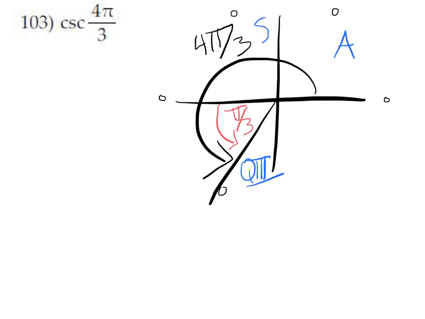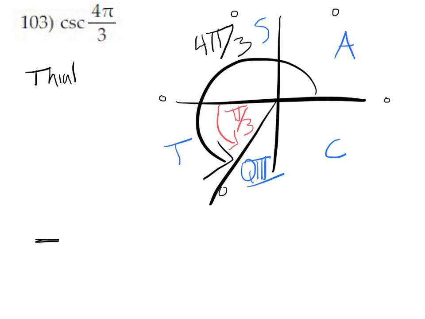Knowing all students take calculus, we know that tangent and its reciprocal cotangent are the only ones positive. So in our case, cosecant will be negative. So we already know our answer is negative. Now for cosecant, you want to think sine of the reference angle, sine pi thirds. And that's square root of 3 over 2. And then do the reciprocal for cosecant.